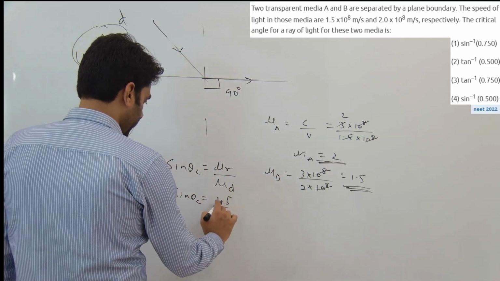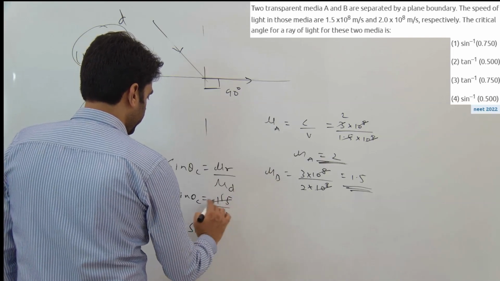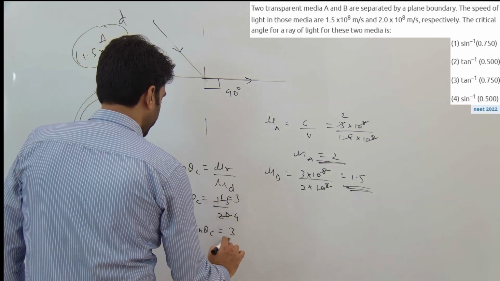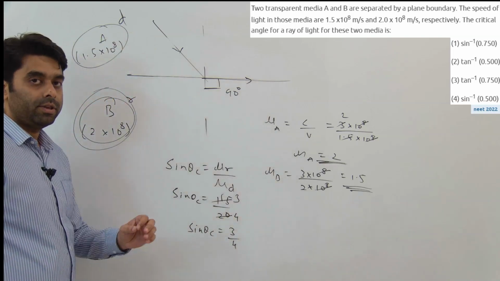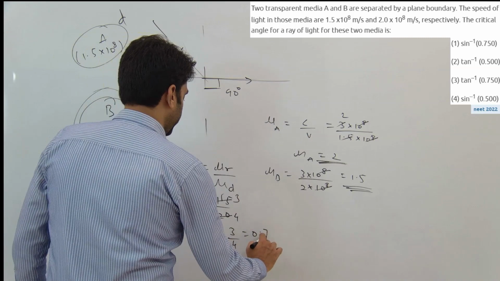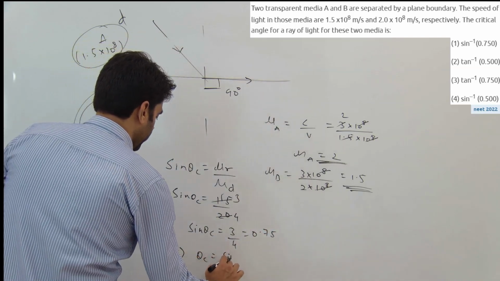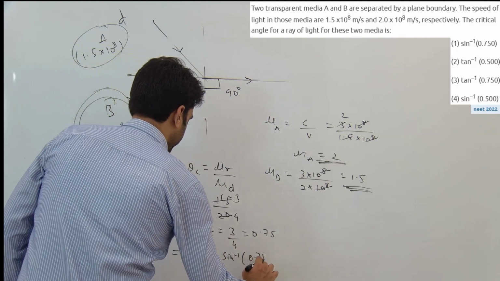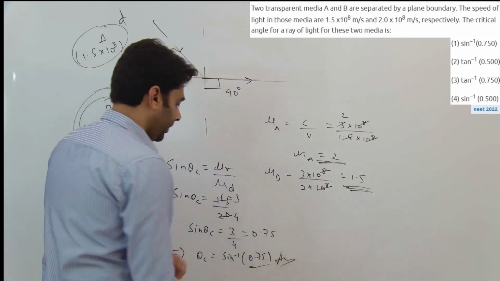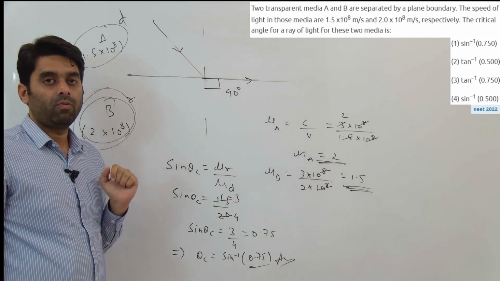How much are we getting? Sin theta critical is 3 by 4, and 3 by 4 is 0.75. That implies theta critical is sin inverse of 0.75, right? Sin inverse of 0.75, option number 1.